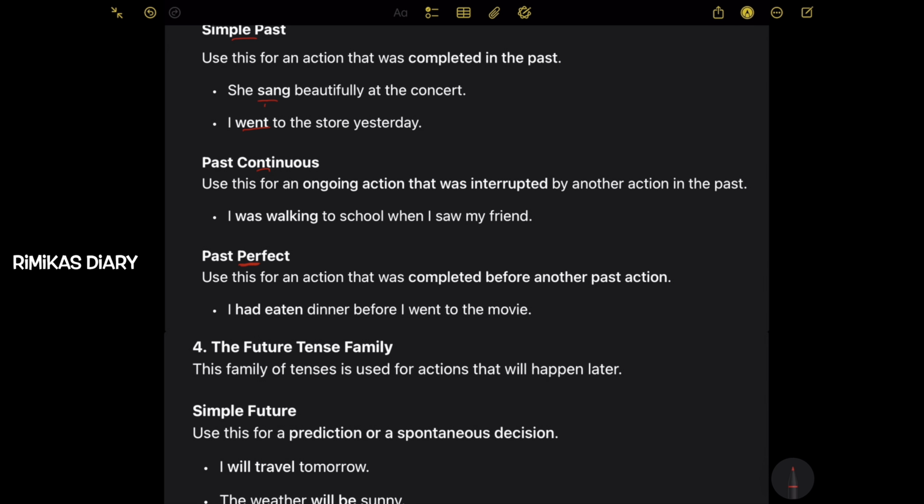Next, past perfect. It's used for an action that was completed before another past action. I had eaten dinner before I went to the movie. So in past perfect, there are 2 actions: I had dinner, I went to the movie. The past perfect is used for the action that was completed before another past action.